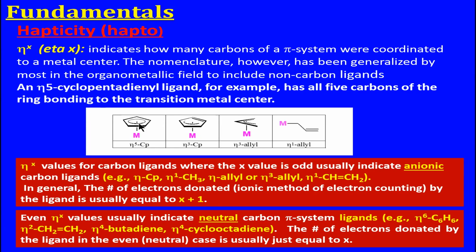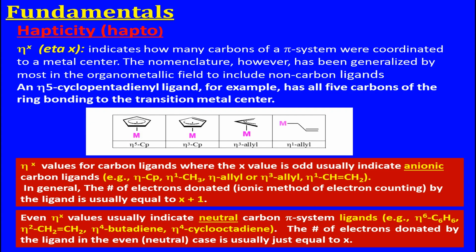I return to this example. Hapto-5. What is the charge of Cp? Hapto-5 is odd, so Cp is minus. What is the number of electrons donated by Cp to M? We have X equal 5 because we have 5 carbon atoms, and this is an anionic ligand. So X plus 1: 5 plus 1 is 6, so Cp is a donor of 6 electrons.